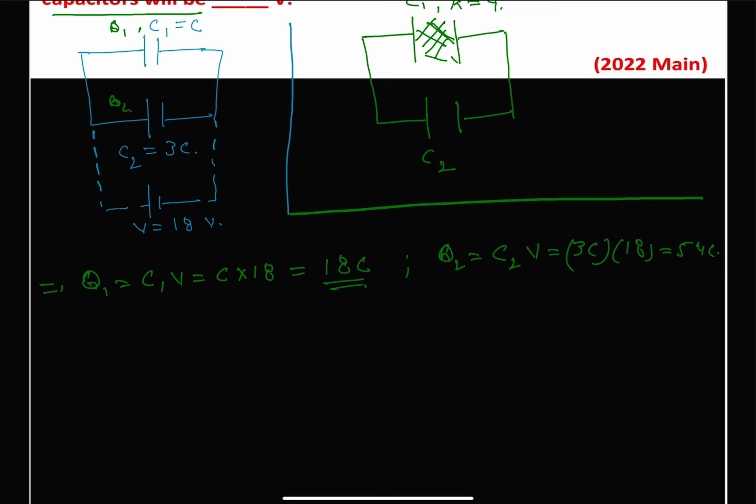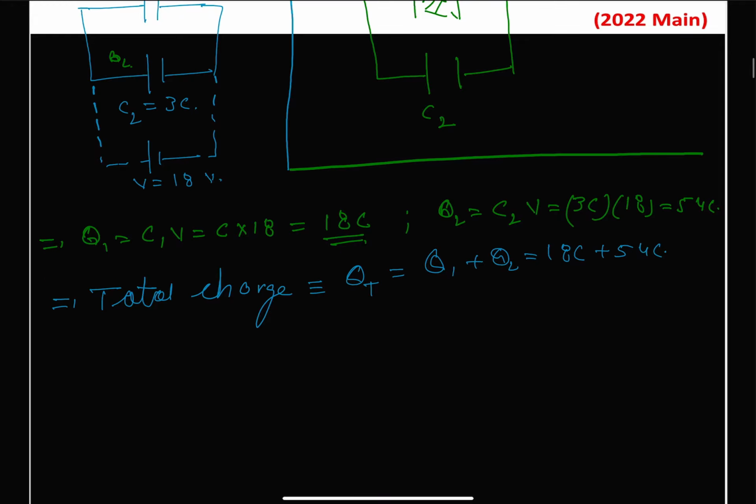And from here we can find out our total charge. Total charge, that is QT, will be equal to our Q1 plus Q2, that is our 18C plus 54C. This gives us that the total charge QT will be equal to 72C. And this calculation is for the initial condition.